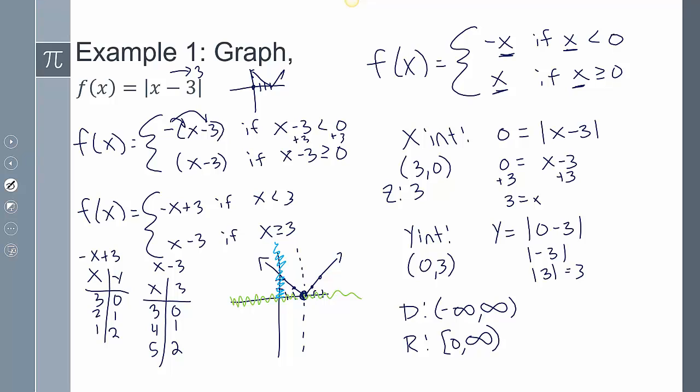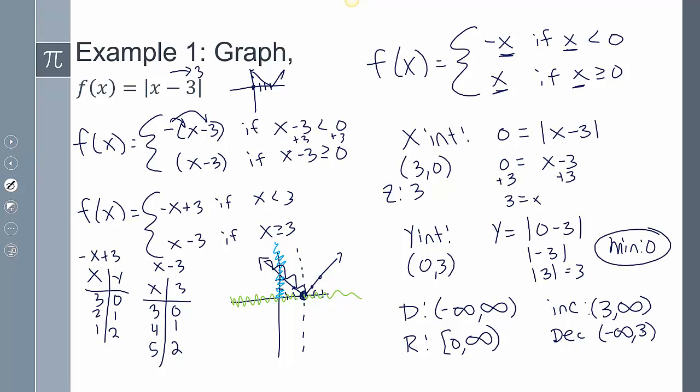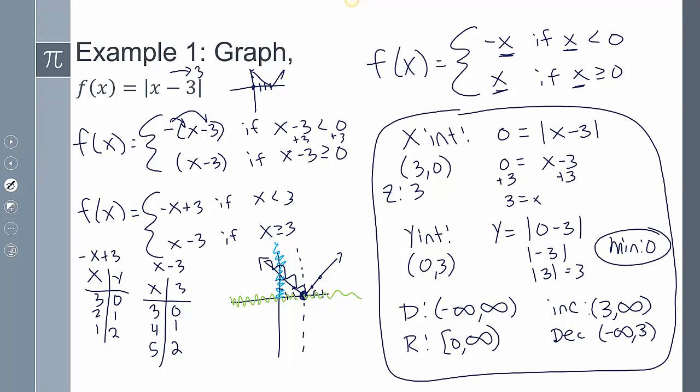Intervals of increase and decrease. It's going to be decreasing, because if you notice, it's decreasing from negative infinity all the way to positive 3, and then it's going to be increasing from 3 to positive infinity. And then extrema, so max and mins, I have a minimum of 0. So all of this here is just describing the function in multiple ways.